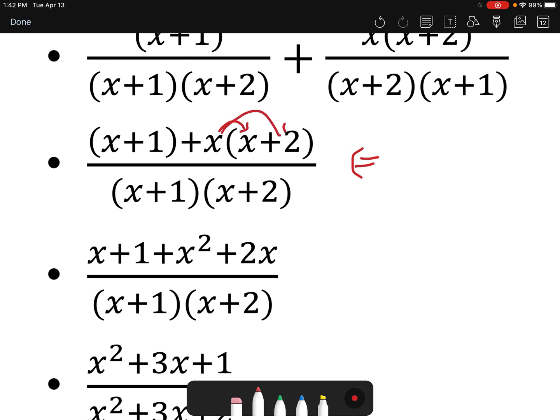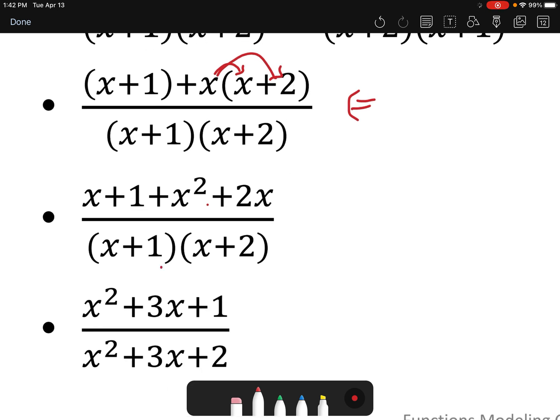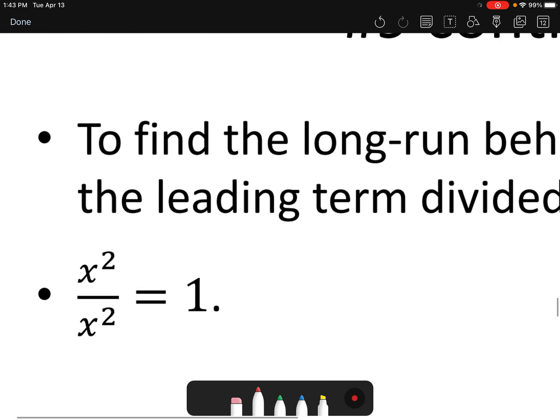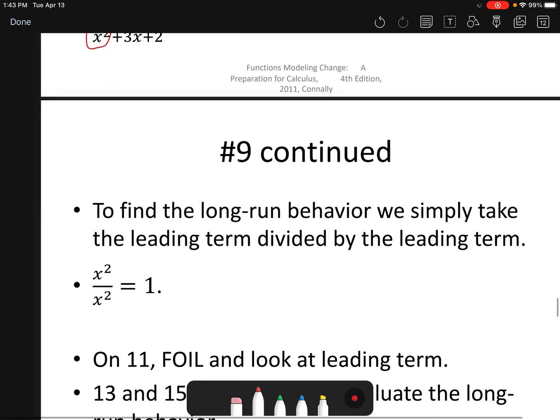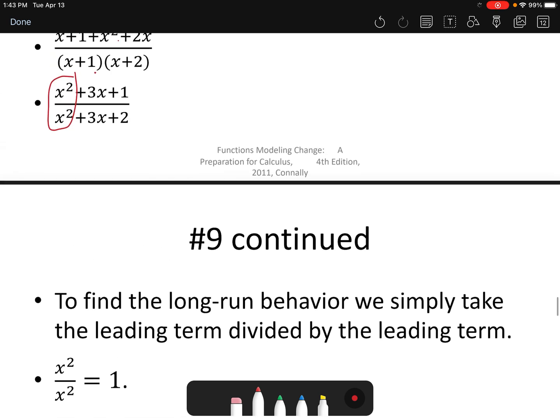Then go ahead and distribute. We'd have x² + 2x. So that would leave me with (x² + 3x + 1) over, and then I went ahead and FOILed the denominator, x² + 3x + 2. Now, if you recall, we're supposed to find the long-run behavior. Well, that would simply be leading term over leading term. And x² over x² is 1. So what's the long-run behavior as x approaches infinity? 1.